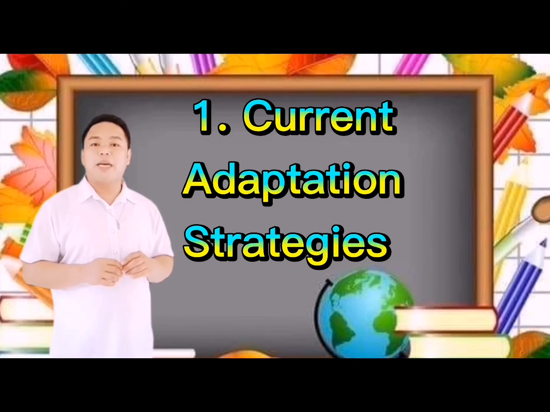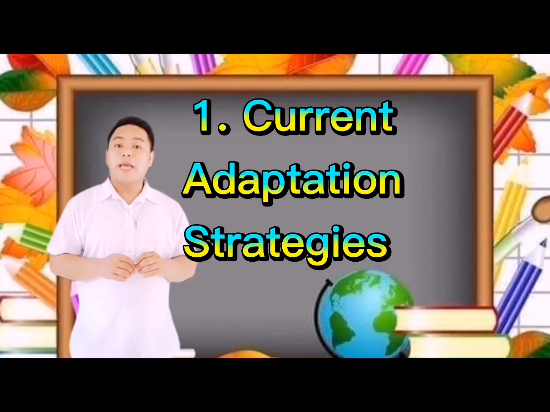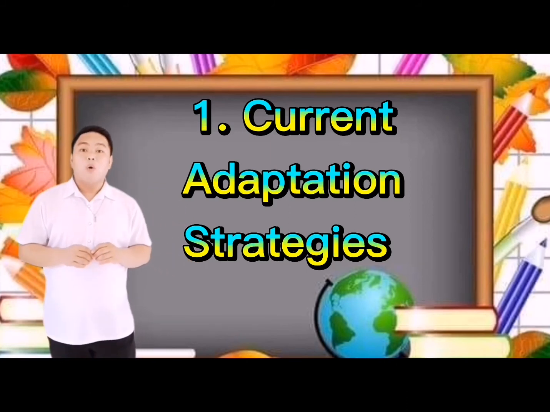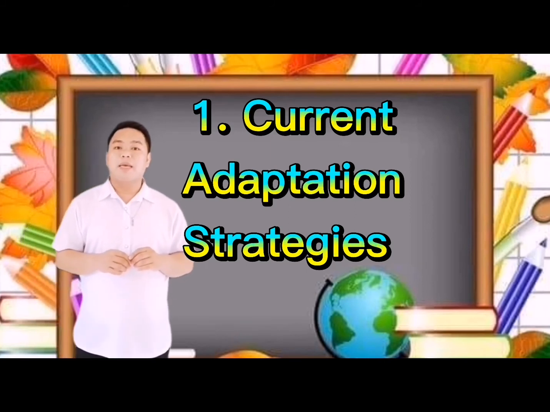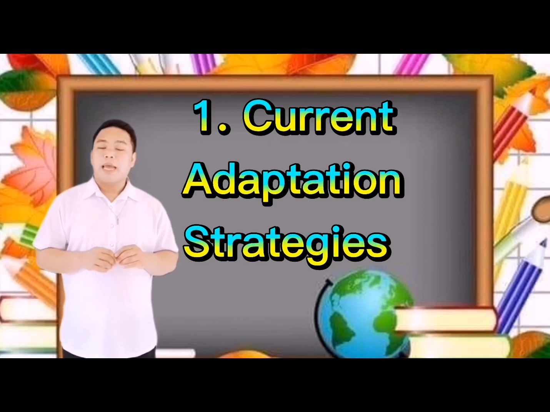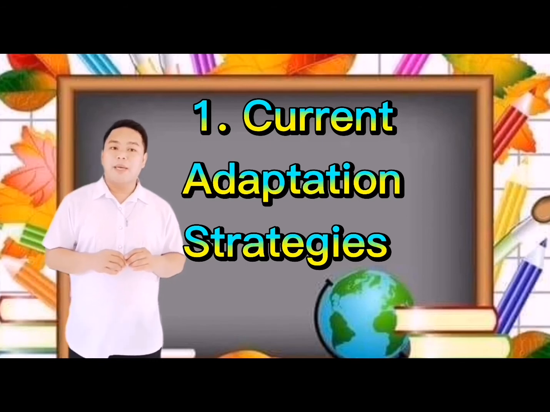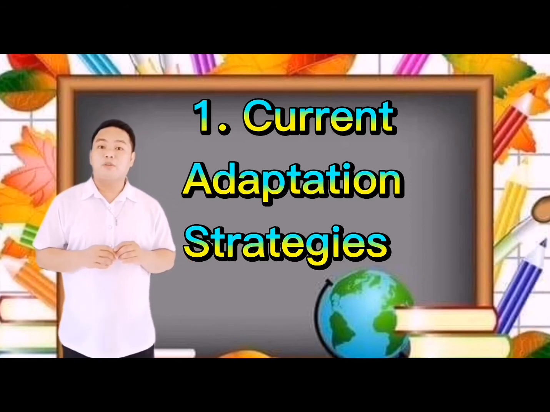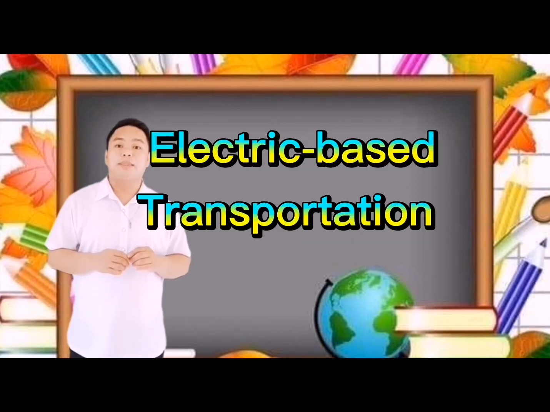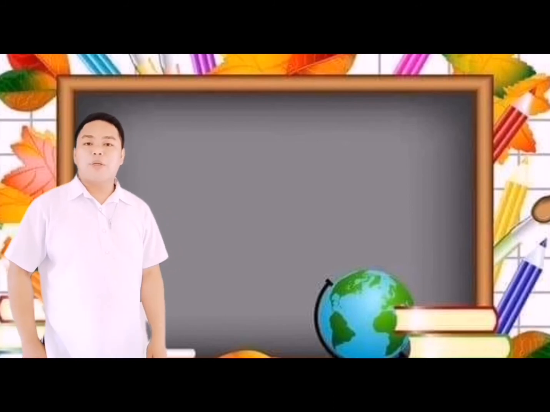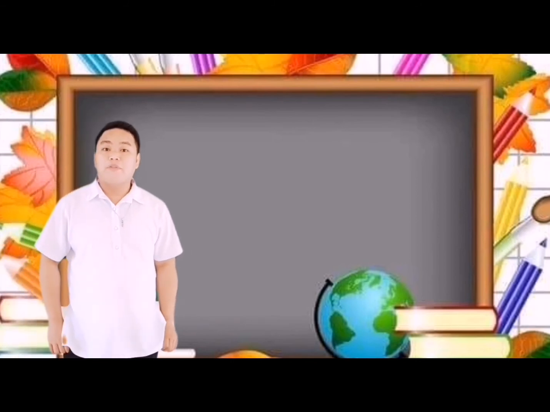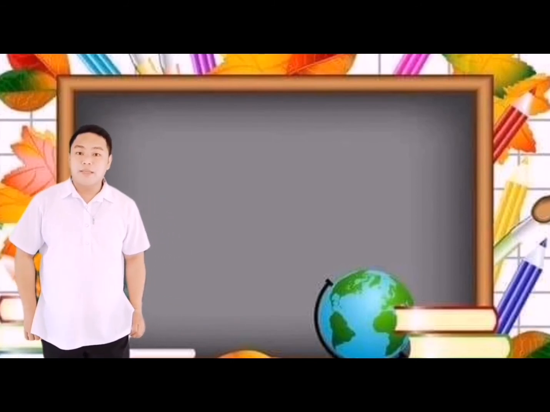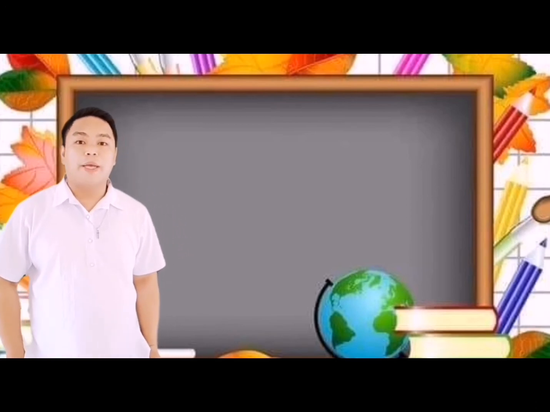Humans have to strategize in order to adapt to the impacts of climate change. We can adapt through minimizing our carbon emission and adopting more environmentally friendly methods of living, such as electric-based transportation. However, adaptation alone is not expected to be able to cope with the environmental effects of climate change, since some of the effects of global warming are irreversible already.